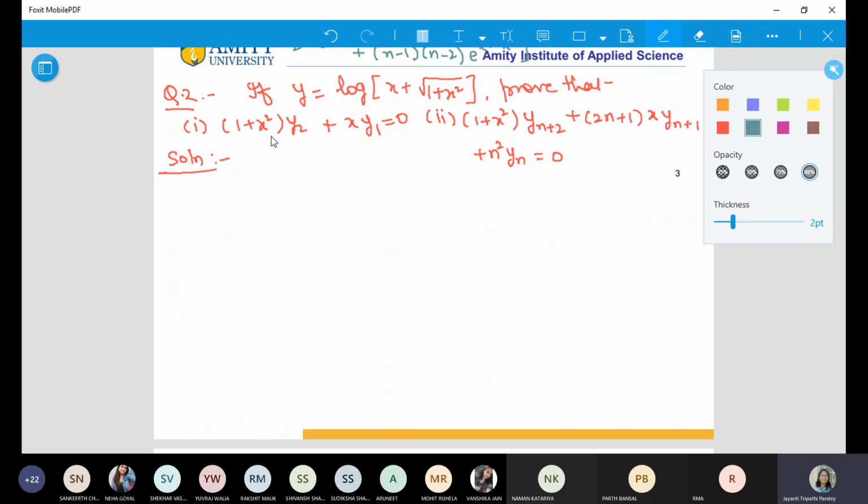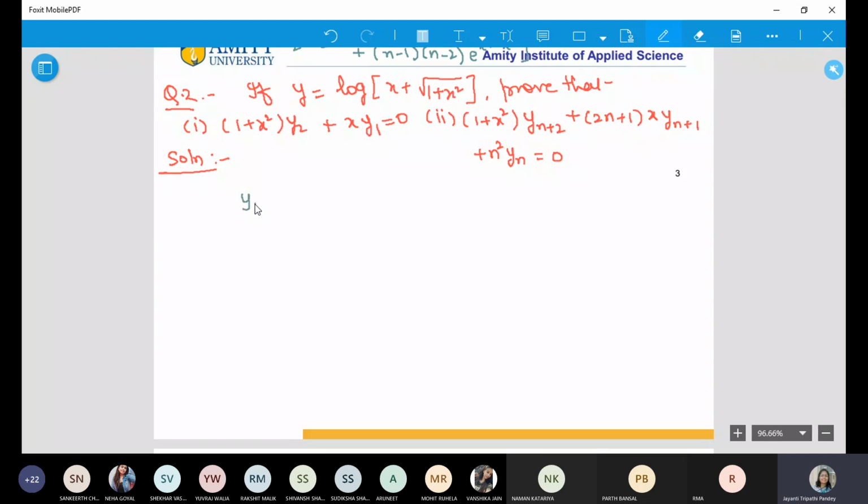When you have this kind of situation and you have to prove this thing, that means you need to simplify it in terms of y. What it means? y is log x plus root of this. That means y1 is, just differentiate it with respect to x, one plus, sorry, this is x. Is this okay or not?